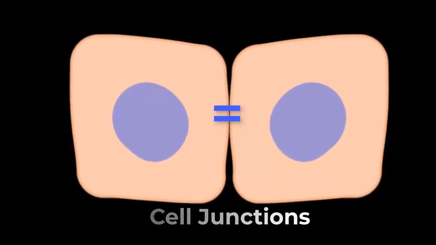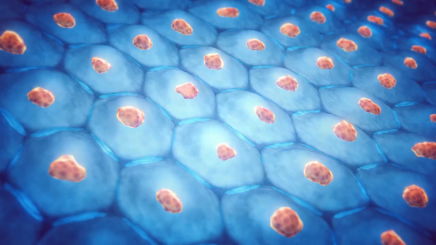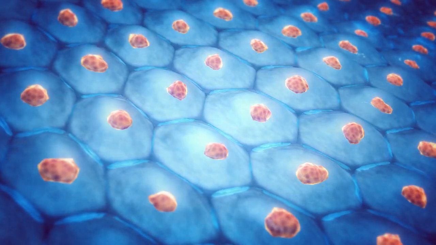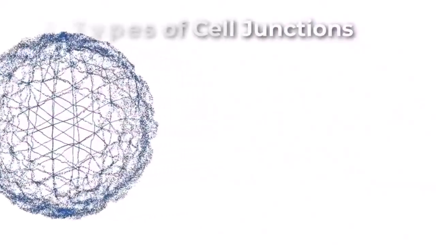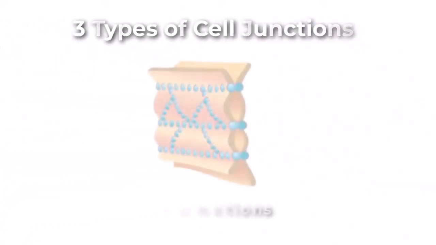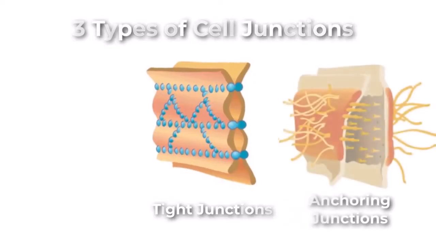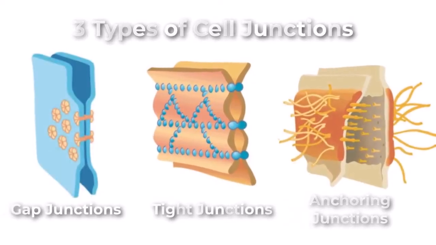Cell-to-cell junctions. Epithelial cells are closely connected to one another and are not separated by intracellular material. There are three basic types of cell-to-cell connections: tight junctions, anchoring junctions, and gap junctions.